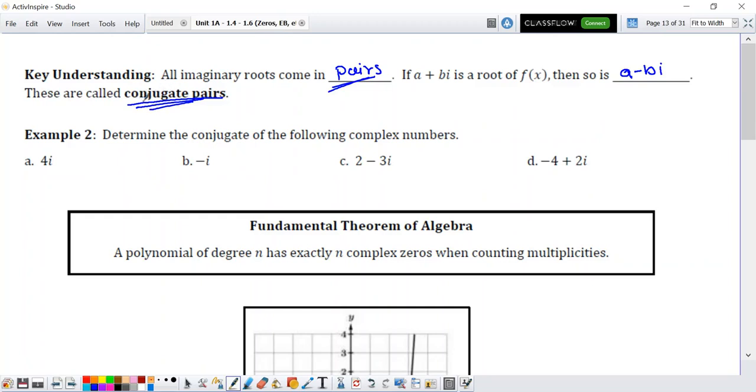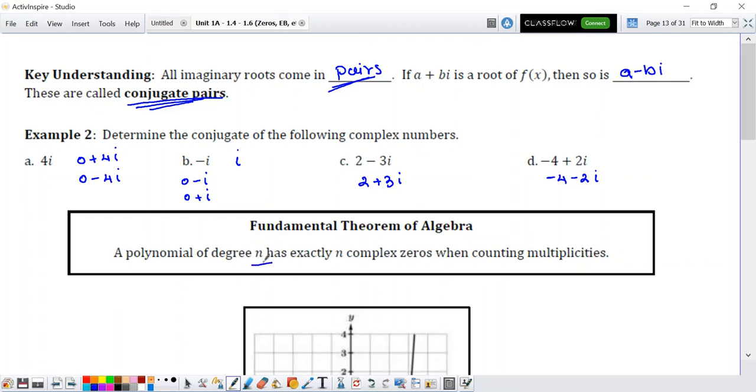So let's take a look at the word conjugate. What is a conjugate? Conjugate means the opposite sign. A plus bi, then it's a minus bi. So what's the conjugate of 4i? Think about this as 0 plus 4i. So the conjugate is 0 minus 4i. This is only i, so the conjugate is negative i. Remember the complex number is 0 minus i, so the conjugate is 0 plus i. 2 minus 3i, so the conjugate is 2 plus 3i. And negative 4 minus 2i. The i is always plus or minus, so that's what we call conjugates.